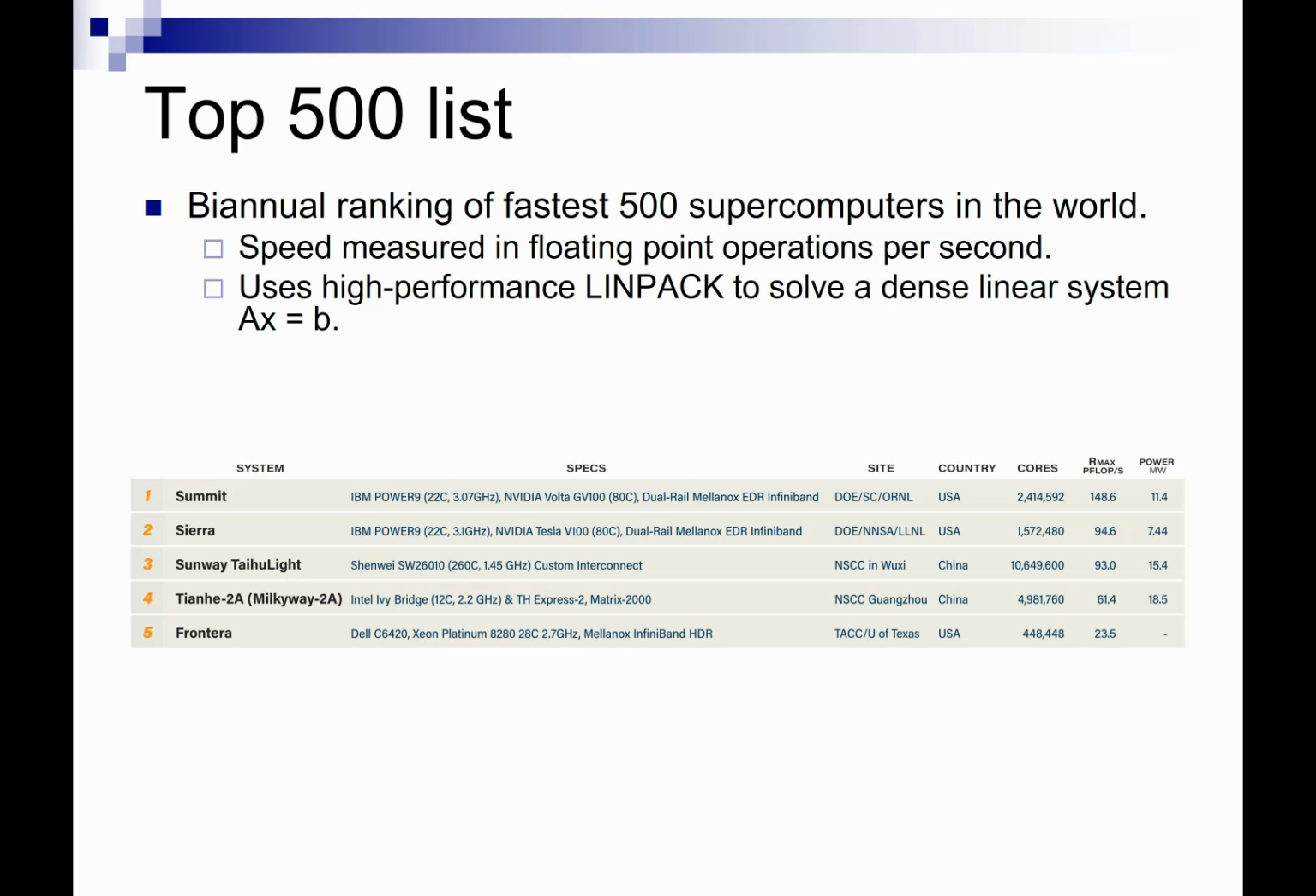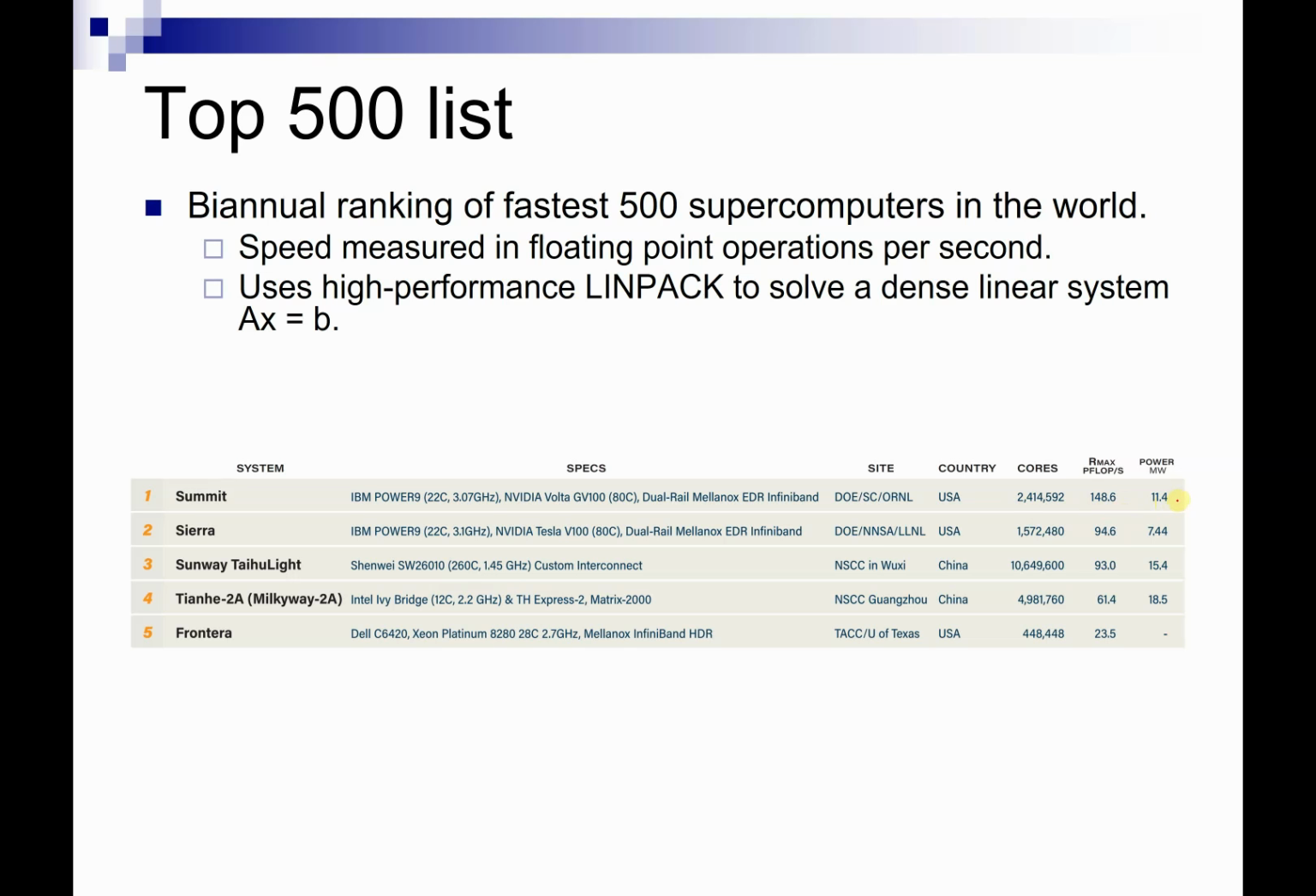If you look at performance using this LINPACK benchmark, then the fastest supercomputer right now is the Summit supercomputer, which is based on IBM Power9 processors and also NVIDIA Volta GPUs. This Summit computer has over 2 million cores, and it achieves something like 150 petaflops of performance. It uses about 11 megawatts of power.